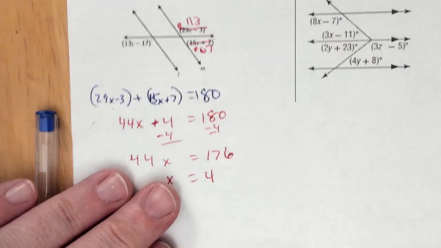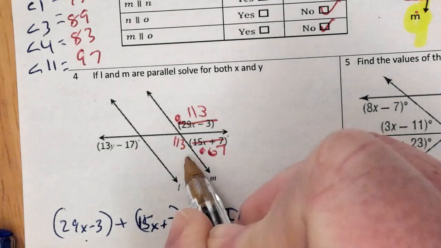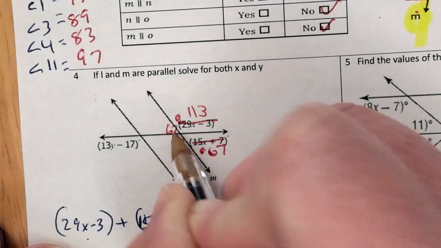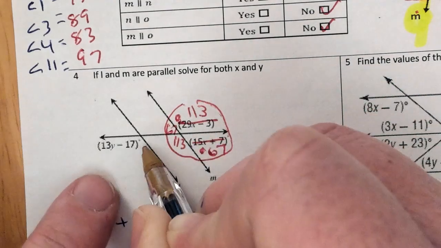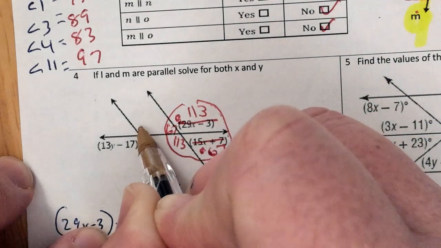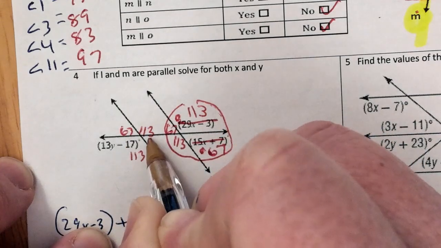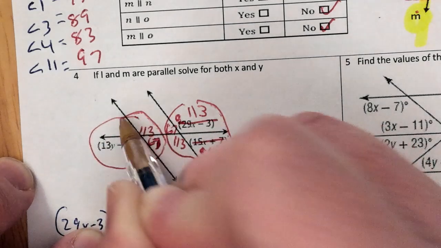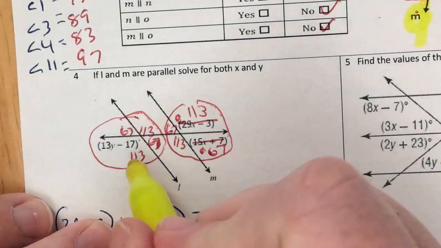Once you have that, you should be able to find all the corners. Right here would be 113, and notice that I'm putting it as far into the corner as I can, and this right here would be 67. Now that I've found all four corners here, I can copy paste it over here. This would be 113, this would be 67, this would be 113, and this would also be 67. Excellent. Now I feel really good about this, and I can now solve for y.